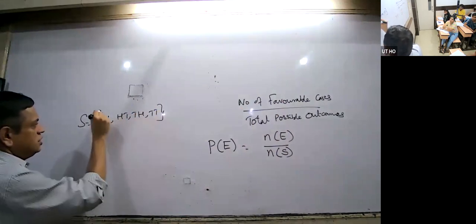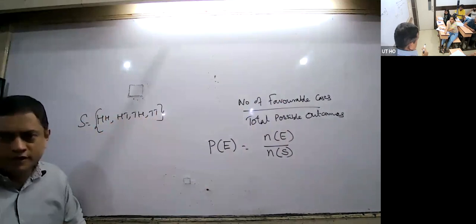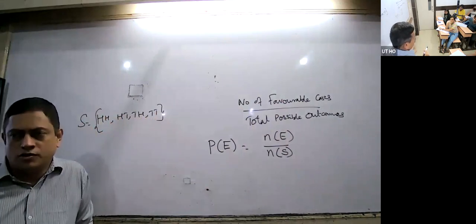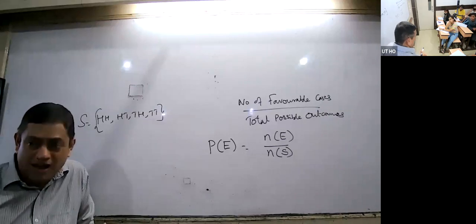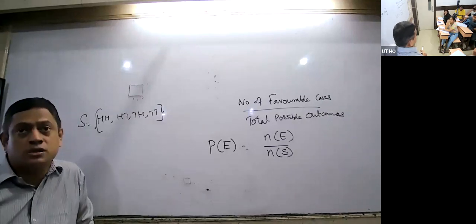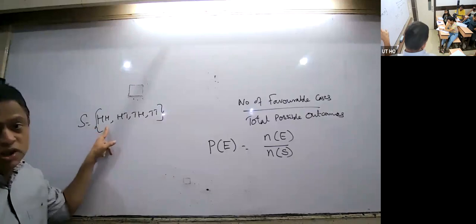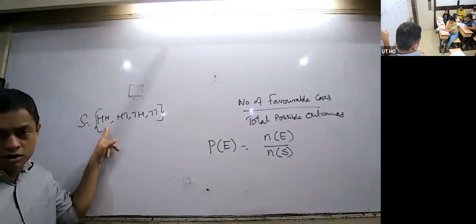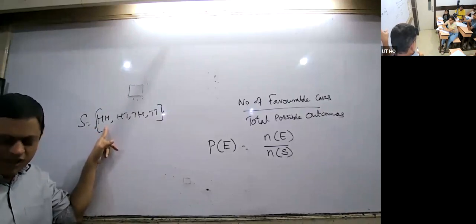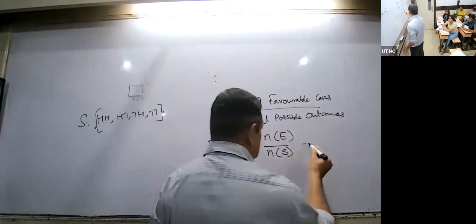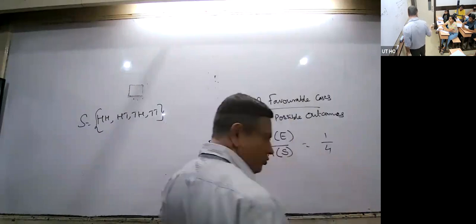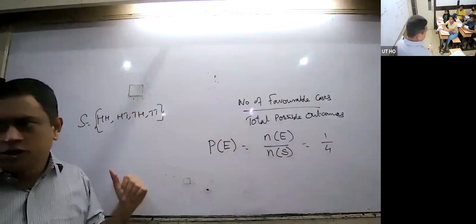Okay. Therefore, what is the value of N of S? What is N of S? 4. Now, what is the probability of getting two heads? Favorable cases means HH, only HH. Don't tell any percentage and listen carefully. So N of E is equal to 1. Therefore, P of E is equal to 1 upon 4. Are you followed?